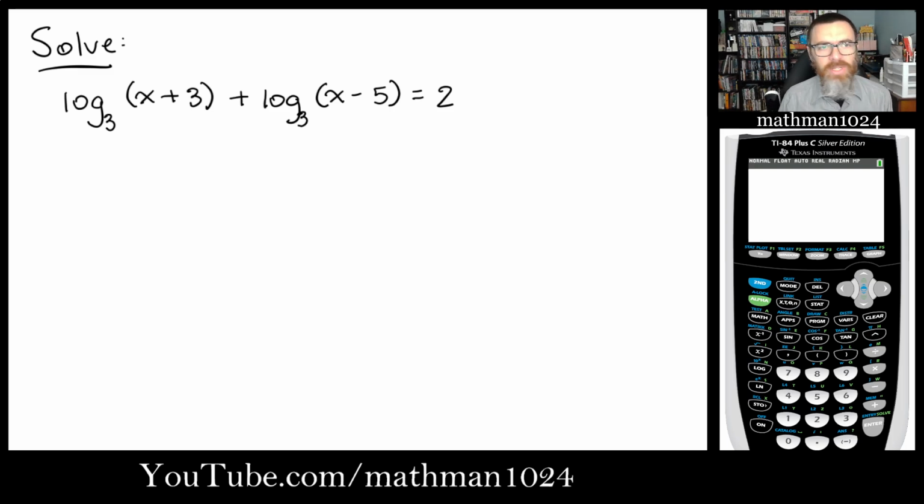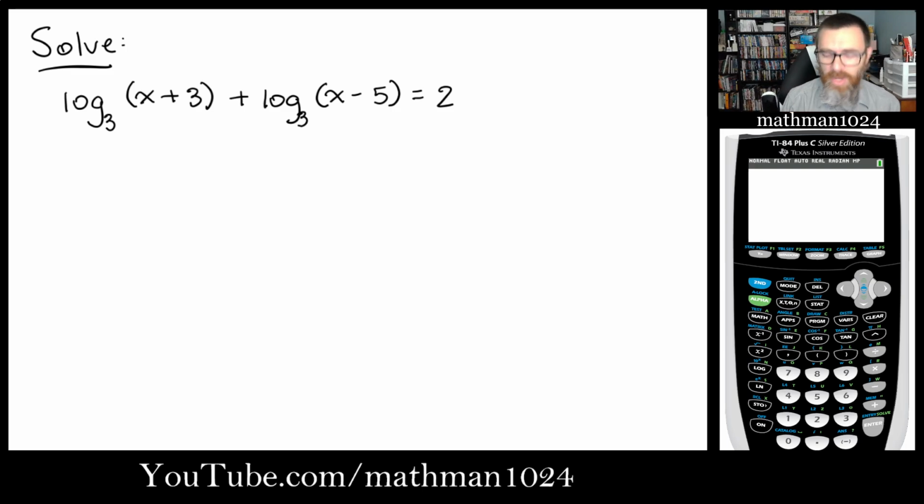All right, so now let's take a look at this logarithmic equation. We have two different logarithms on the left side, and we have a constant on the right. Now, what we have to pay attention to is the fact that we can't fly the plane yet. Now, you may be thinking, oh, why not? We've got log base 3, 3 to the second.